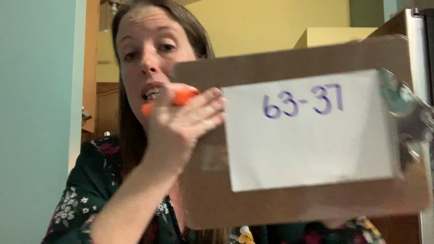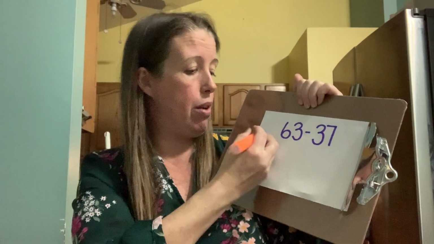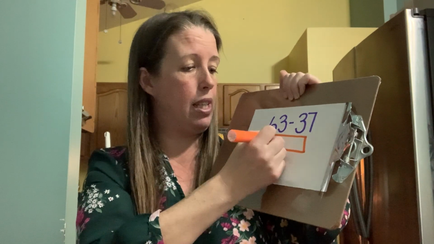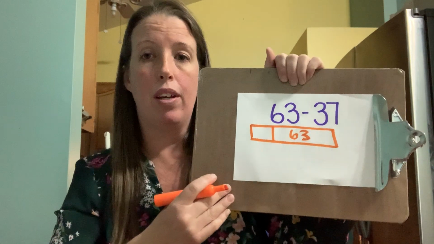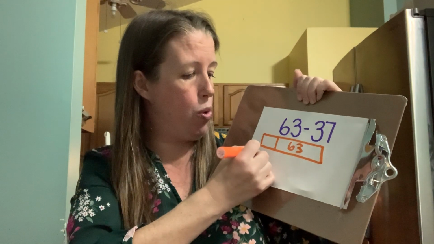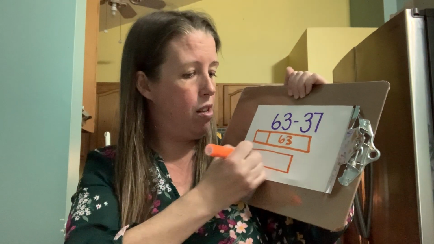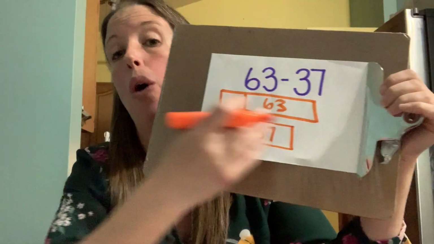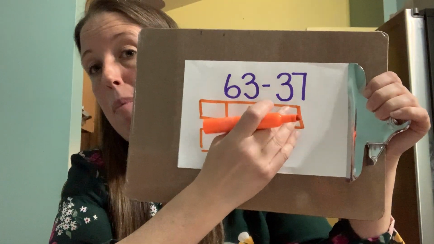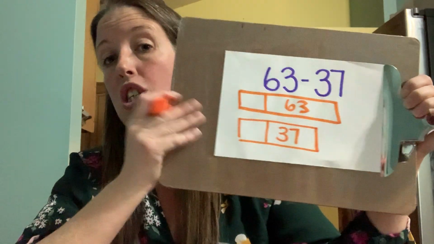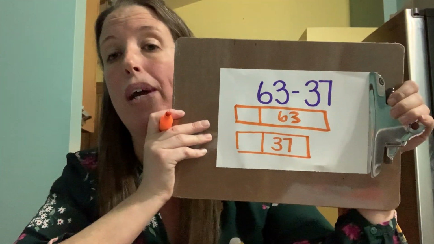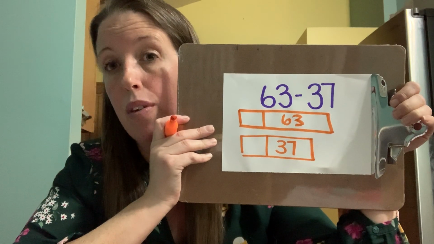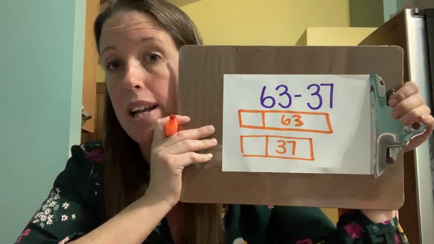So here I have 63 and 37. So I'm gonna start by making my longer 63 box. And then I'm gonna make my shorter 37 box. Okay, and I always go to my second number that I'm subtracting, which is 37, and I wanna bring it to my next 10. What would my next 10 be? The 40s, right? 4 10s.